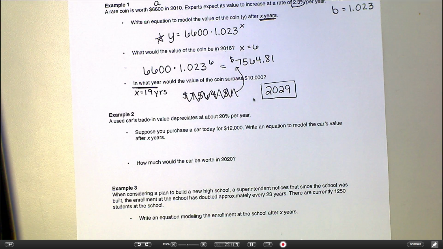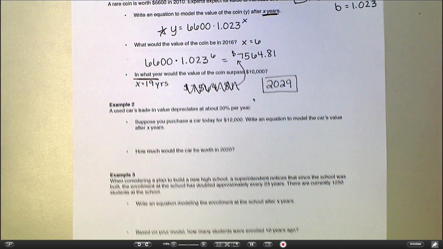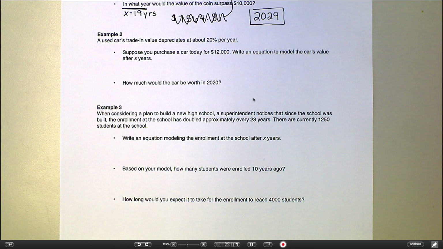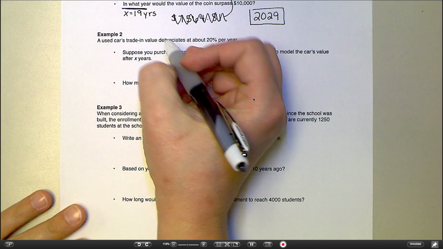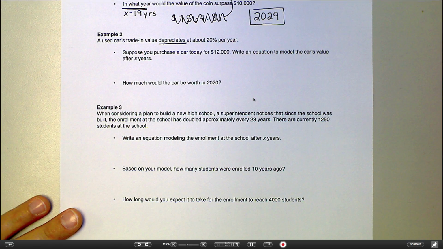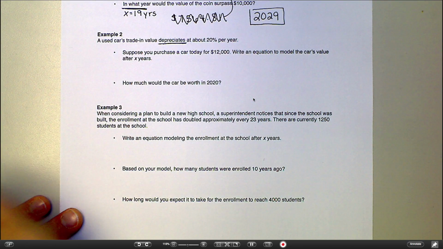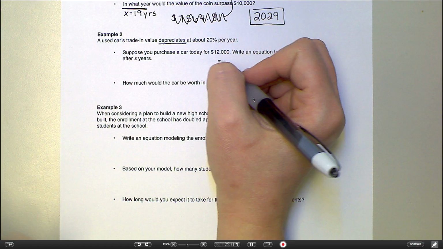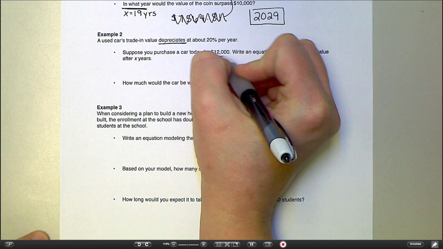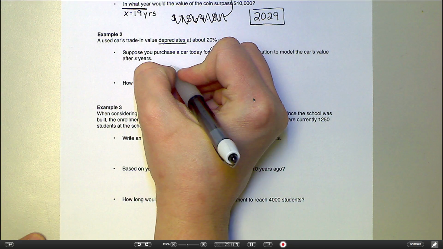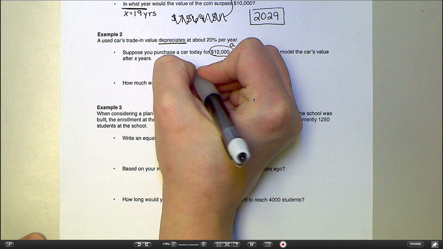Okay, I think I can get one more in. Example 2. A used car's trade-in value depreciates. Depreciates means that the value goes down by 20% per year. We're purchasing a car today for $12,000. So the initial value of the car is $12,000. We're going to call that a. I would say y equals 12,000.